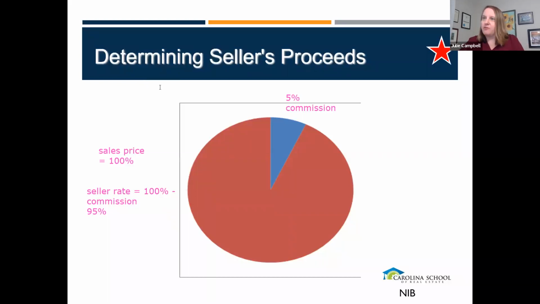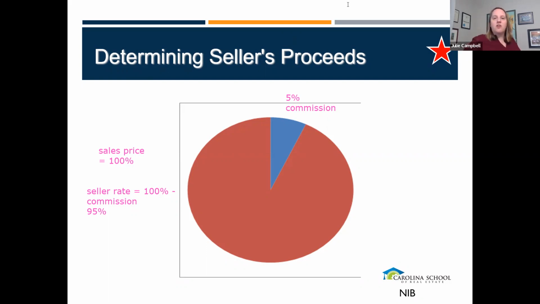Are we doing math problems for what sellers make? That's what we're getting to do right now. That's what we're working up towards. Okay, everybody good so far? Seller rate, 100% minus commission.